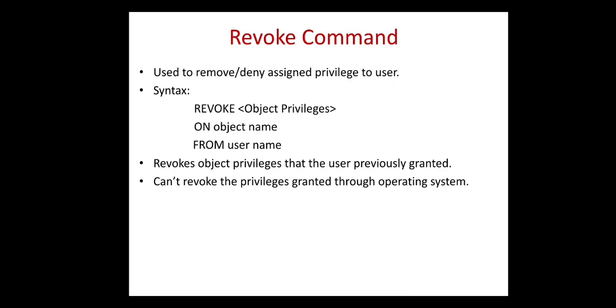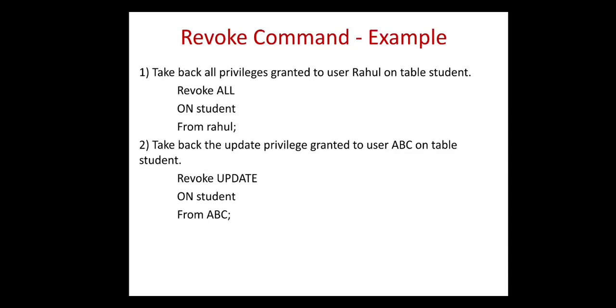REVOKE object privileges ON object name FROM username. It revokes the object privileges that were previously granted to the user. Whatever privileges are granted using the grant command are taken back. And the main thing is that the revoke command can't revoke privileges granted through the operating system. This command works only after the grant command. So it is going to revoke only the privileges assigned by using the grant command. It is not going to take back the privileges or permissions given by the operating system.